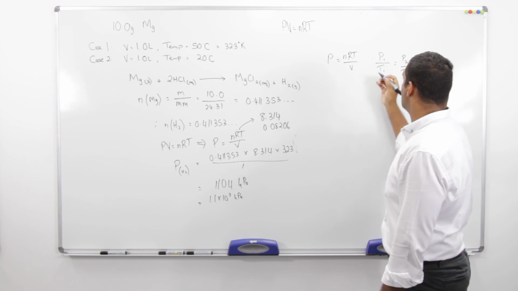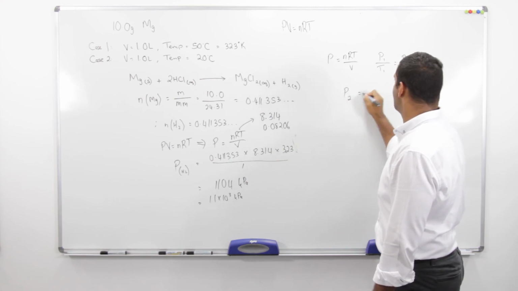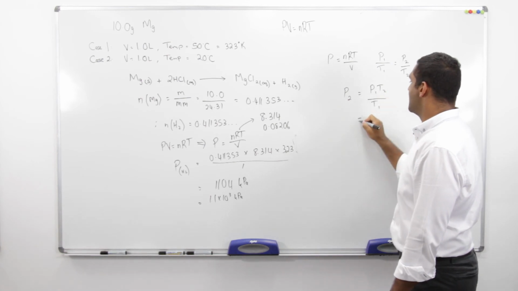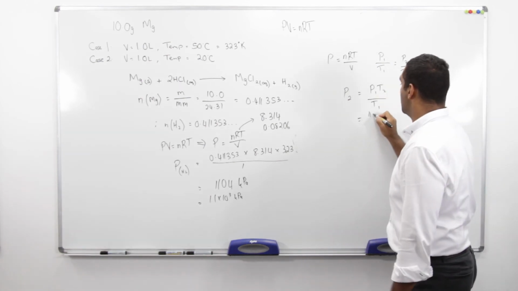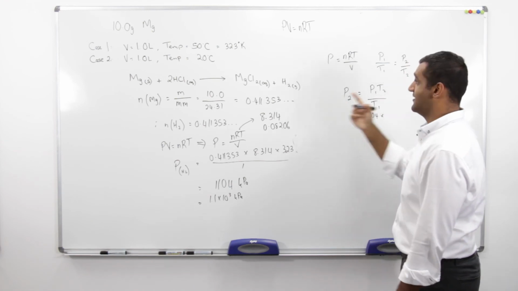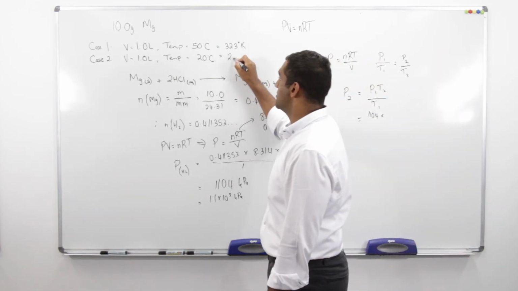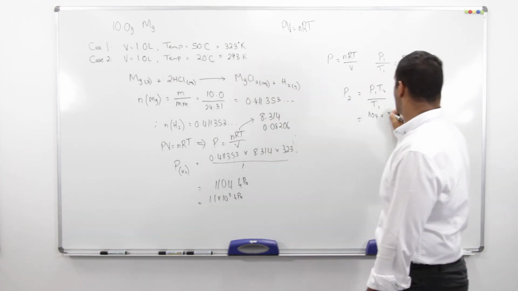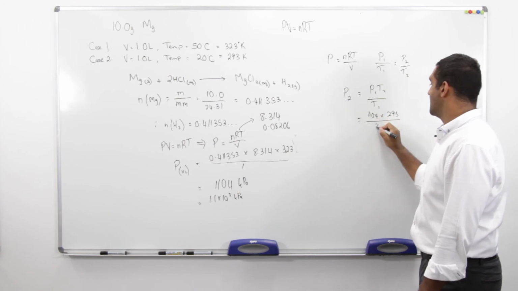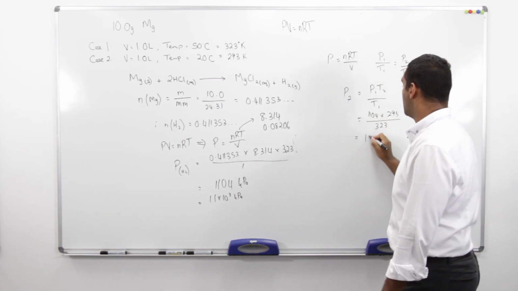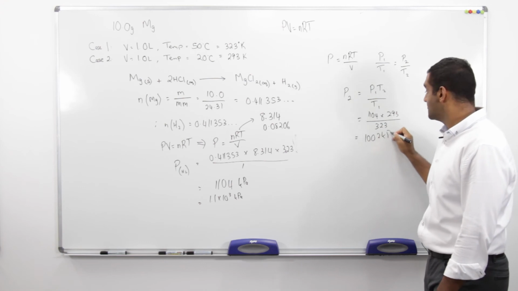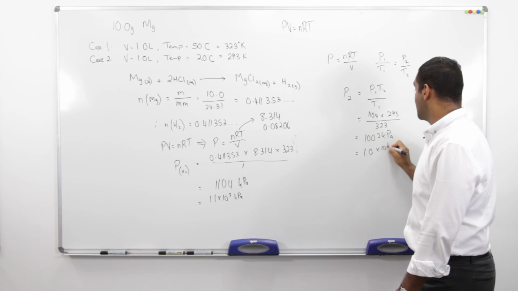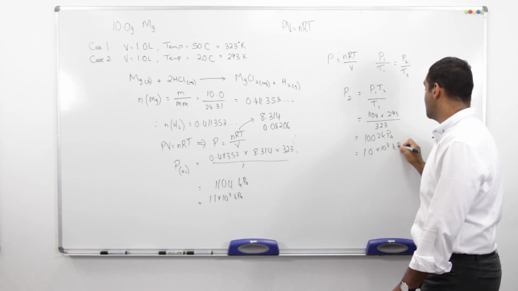So in this case, I'd rearrange this for P2, which is what I'm trying to find, and I get P1 multiplied by T2 on T1. Again, if I sub in my numbers, I get 1104 multiplied by my temperature, which I have to add 273 degrees to. So I get 293 Kelvin multiplied by 293 on 323. That gives me 1002 kilopascals. Yeah, again, if I wanted to round it to 2 significant figures, 1.0 times 10 to the 3 kilopascals.